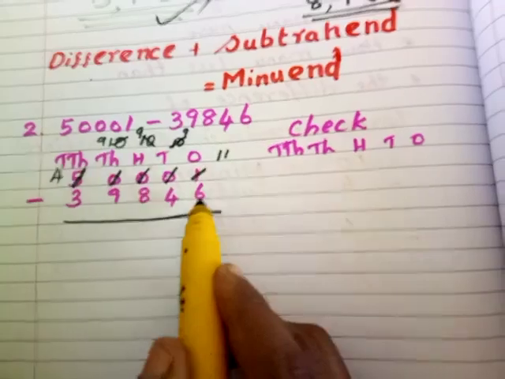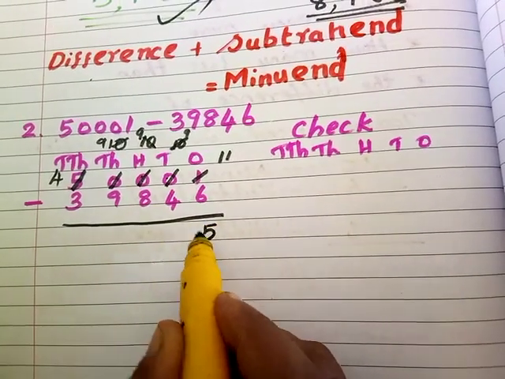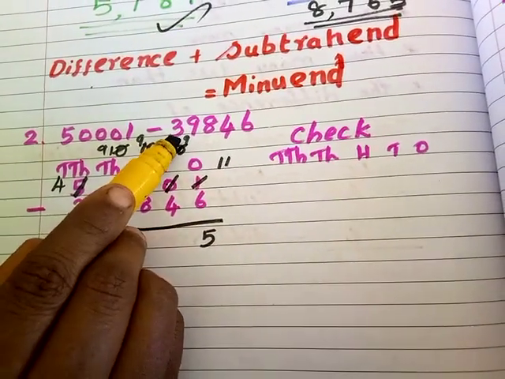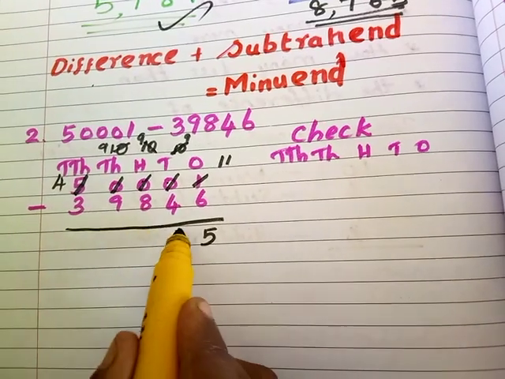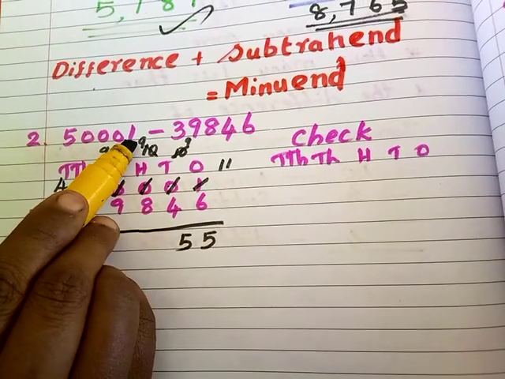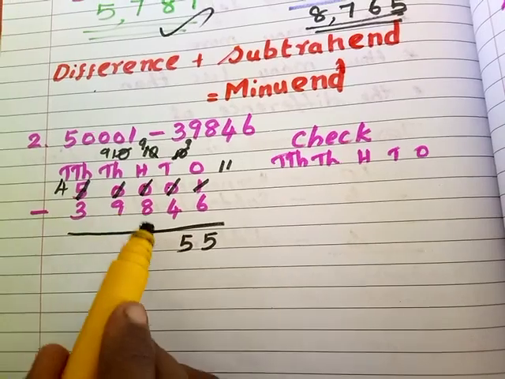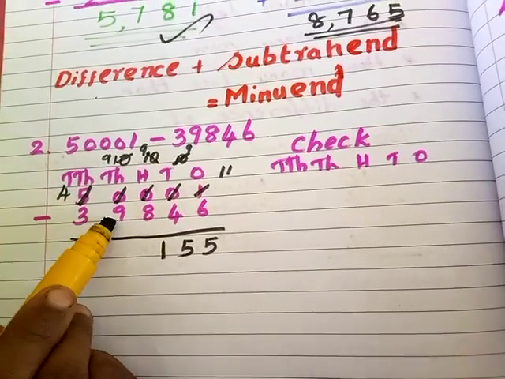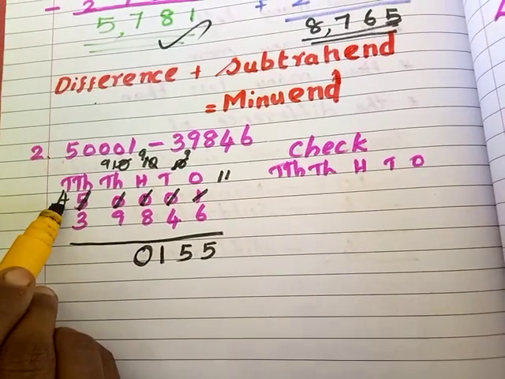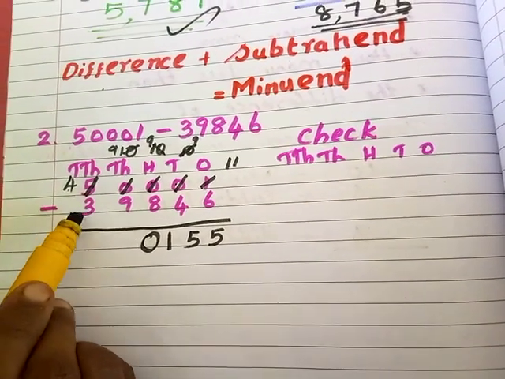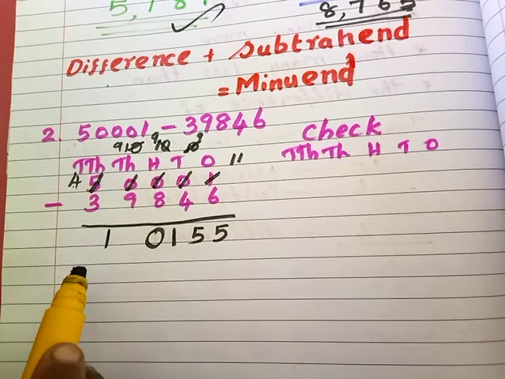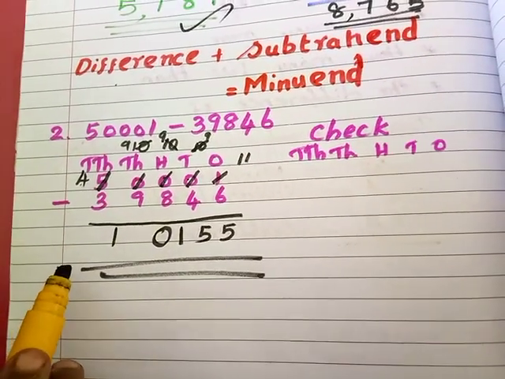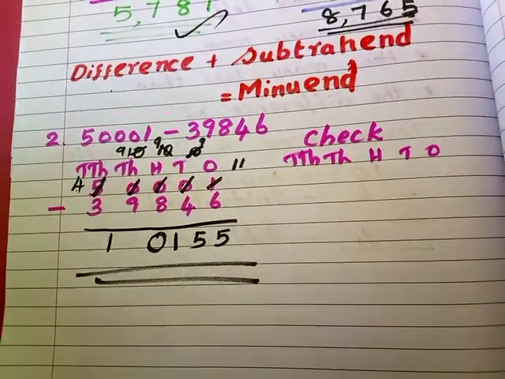Then 11 minus 6, I get 5. Then here in the tens place I have 9. So 9 minus 4 is 5. And here again in the hundreds place I have 9. 9 minus 8 is 1. Again here I have thousands place 9. 9 minus 9 is 0. Then in the 10,000s place I have 4 minus 3. 4 minus 3 is 1. So here I got my difference.